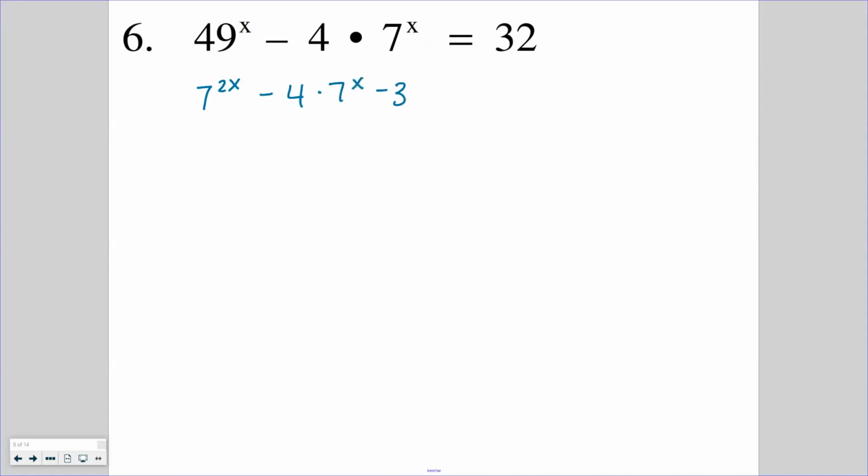And then if I move the 32 to the left-hand side and set everything equal to 0, it becomes similar to problems 4 and 5. So take a couple of minutes, do 6, do 7, find those answers, and then we'll go through those, and then we'll finish up with 8 and 9.